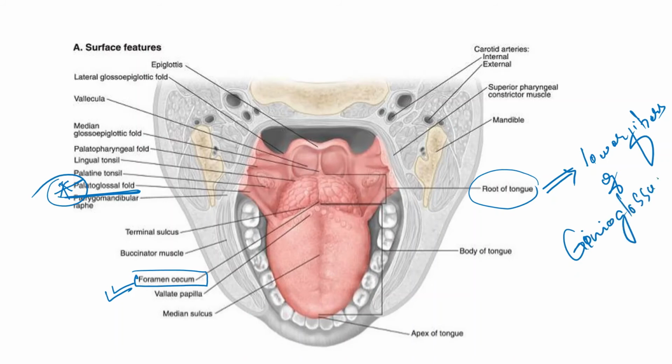Genioglossus forms the root of the tongue. This root of the tongue, which is formed by the lowermost fibers of the genioglossus, is seen extending from the symphysis menti to the hyoid bone. So, this is about the root of the tongue.